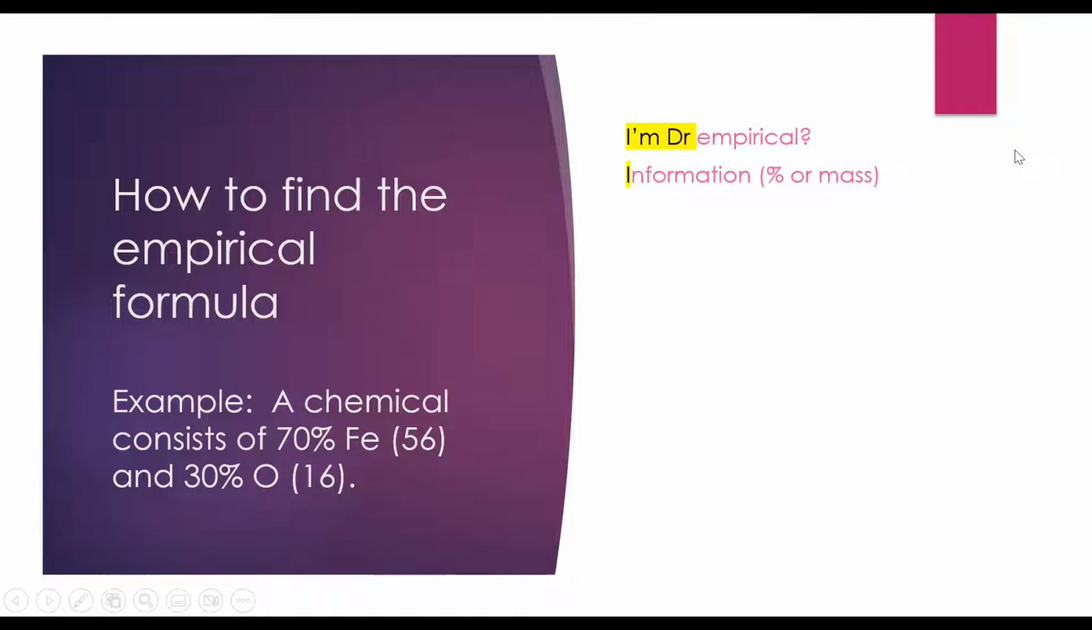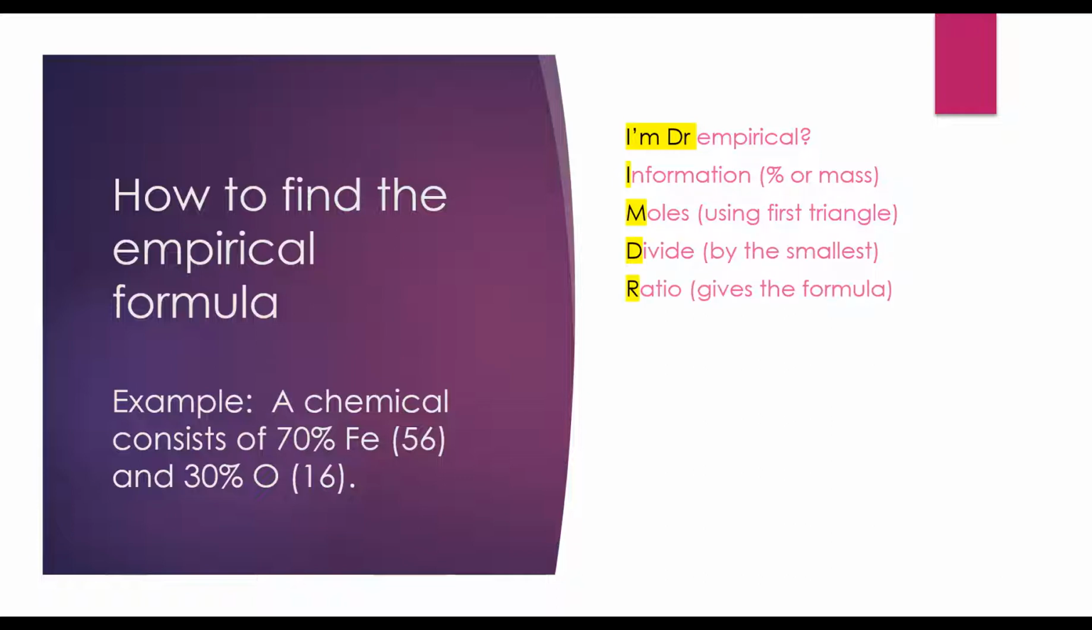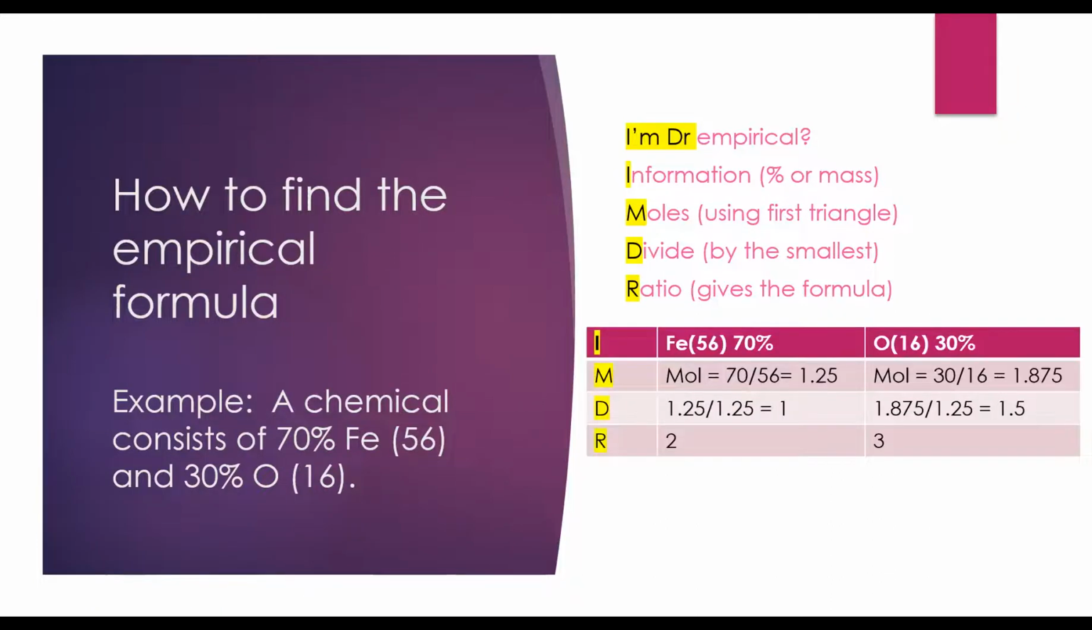IMDR stands for information, moles, divide, ratio. We need to find the information, then work out the moles, then divide by the smallest number of moles, and then find the ratio. The information is that Fe with a RAM of 56 is 70%, and O with a RAM of 16 is 30%. If we had 100 grams of this iron oxide, it would be 70 grams of iron and 30 grams of oxygen.